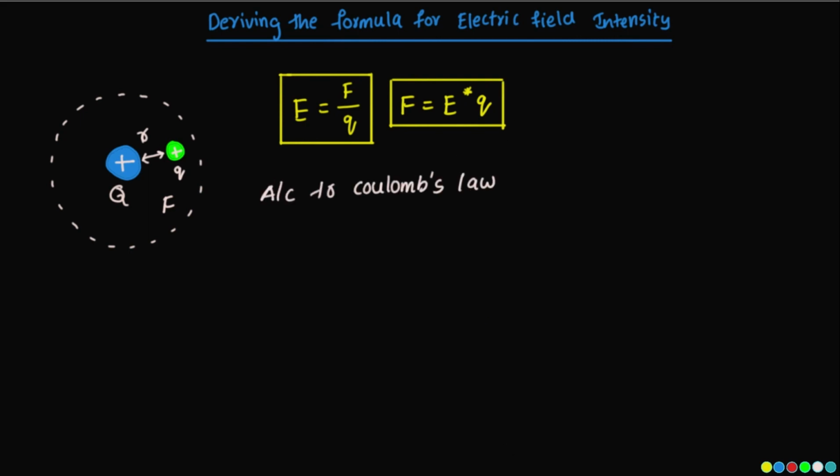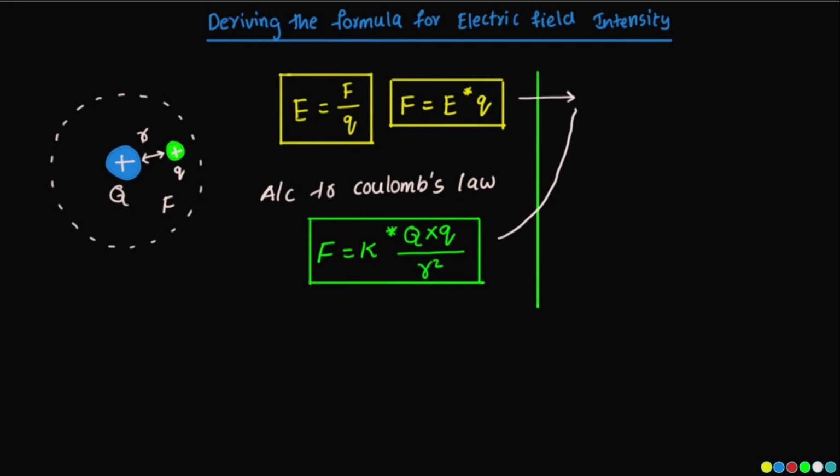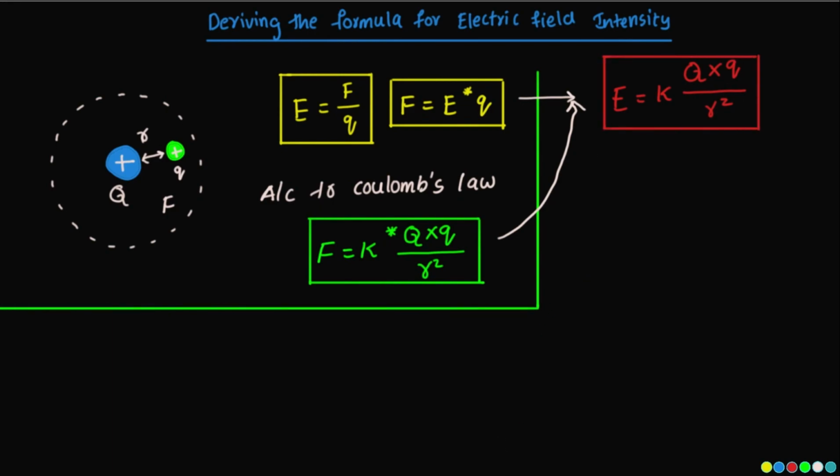According to Coulomb's law, the electrostatic force, F, between the test charge q and a big positive charge Q is given by F equals K times Qq over r squared, where K is Coulomb's constant, approximately 9 times 10 to the power of 9 Nm squared per C squared. Now, equating the two expressions for force, we can solve for electric field intensity, E. The formula for electric field intensity, E, is E equals K times Q over r squared.